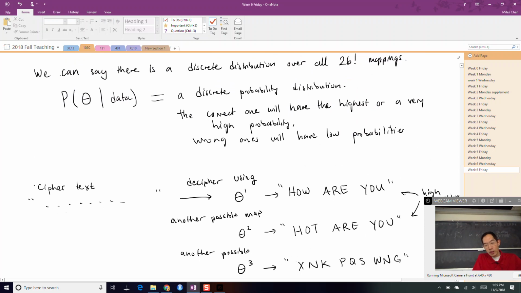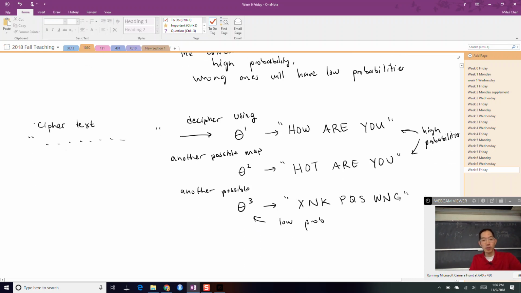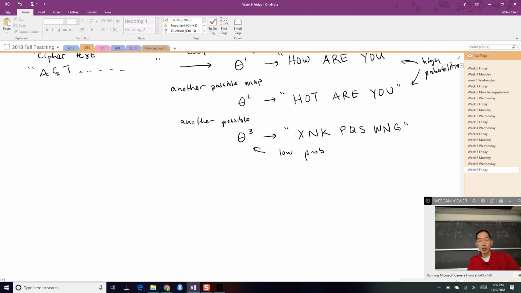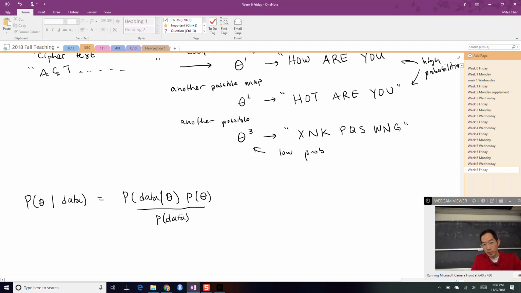We want to get the probability of a specific decoder key given the ciphered message that we've intercepted, right? So this could be, we intercepted A, G, T, and so on, right? Okay. So, Bayes' rule says probability of theta given the data is going to equal probability of the data given theta times the probability of theta divided by probability of the data.